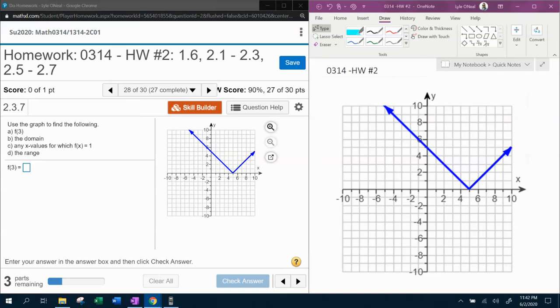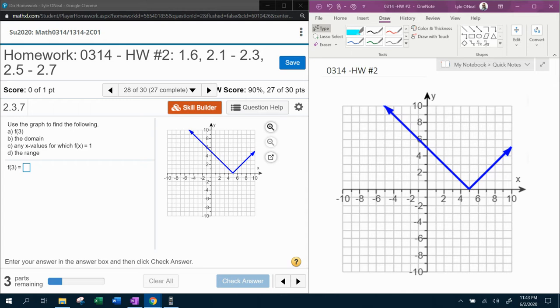All right, here we go. Question number 28 from our 0314 homework number 2 in MyLab Math. They want us to use the graph to find the following, and just like the previous problem, it looks like we're going to have 4 parts to this problem. And so I'm going to go a little bit faster this time. If you need to, rewatch the video or text me for additional help.